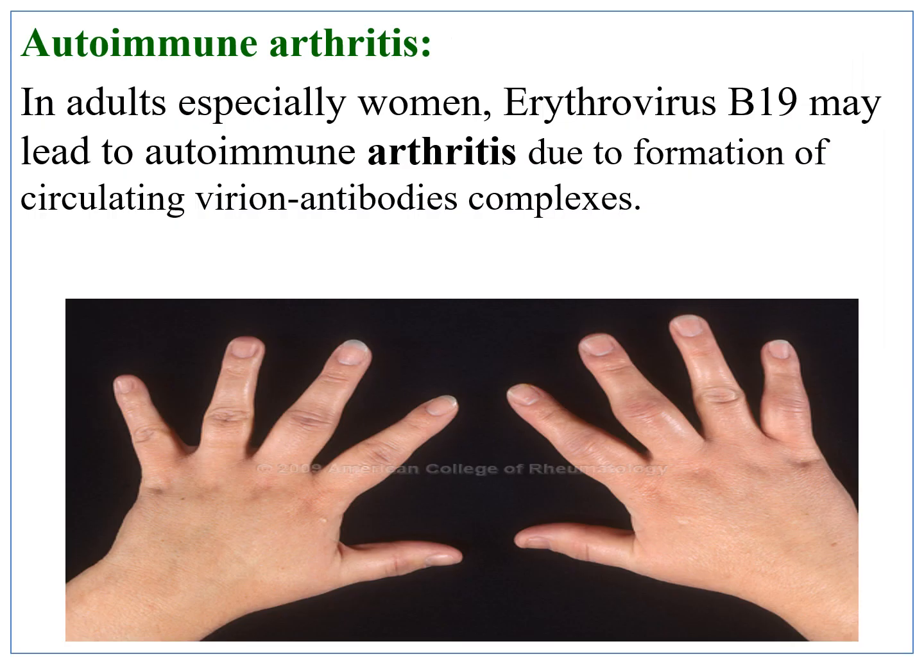Autoimmune arthritis can also happen as a complication of parvovirus B19 infection. And usually this affects the young ladies. It happens due to formation of immune complexes, antigen antibody complexes that deposit inside the joint.